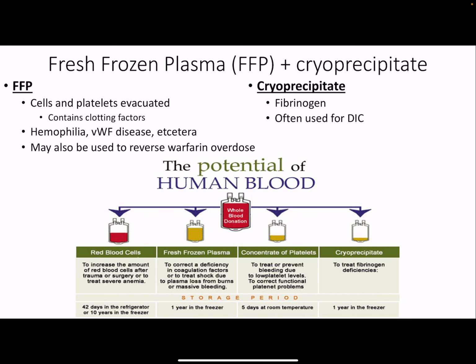Fresh frozen plasma, this has various clotting factors. So, hemophilia A is missing factor 8, hemophilia B is missing factor 9, hemophilia C is missing factor 11. Well, if I give you FFP, we're really just giving you all of those. We're a little bit solving the problem. If you have von Willebrand disease, you can't bind and you're going to be factor 8 deficient. Now we can give you FFP and replenish that, et cetera.